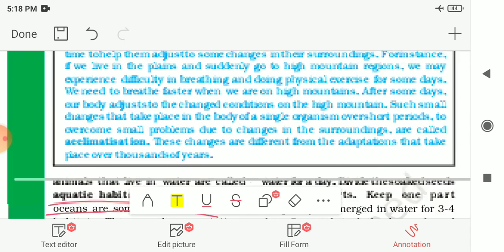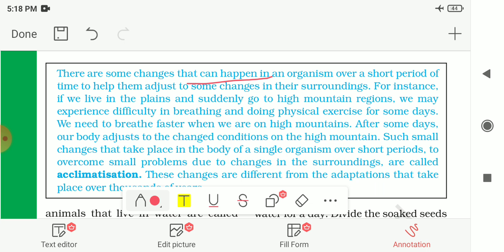Before that, one fact is given to you: there are some changes that can happen in an organism over a short period of time to help them adjust to some changes in their surrounding. If some changes occur in our surrounding, then some changes also take place in our body for this short period of time. For instance, if we live in the plains and suddenly go to the high mountain regions, we may experience difficulty in breathing and doing physical exercise for some days. So we need to breathe faster when we are on the high mountains.